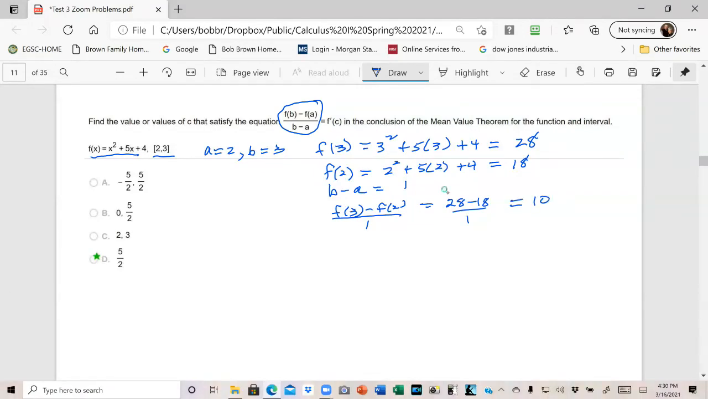So now we need to calculate the first derivative and find out where it's equal to 10. So the first derivative is equal to 2x plus 5 equal to 10. And we solve and we get 2x equal 5, so x is equal to 5/2. So the value of c would be 5/2.